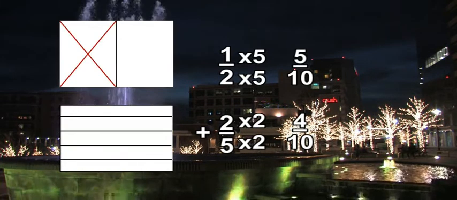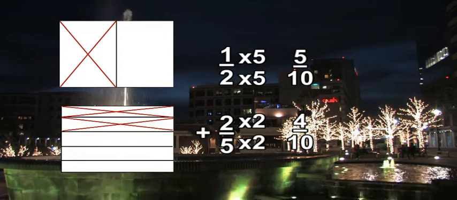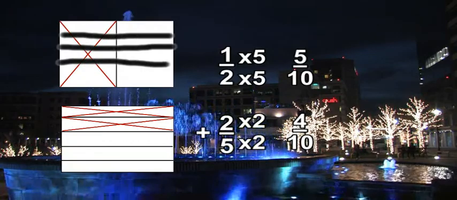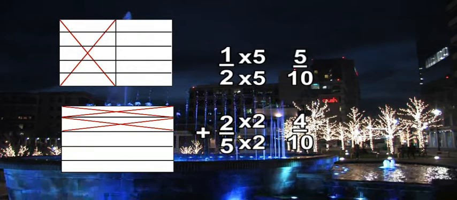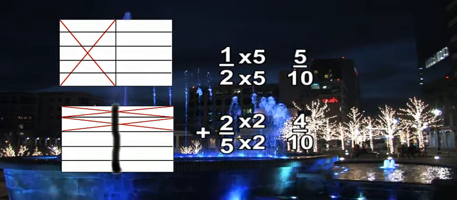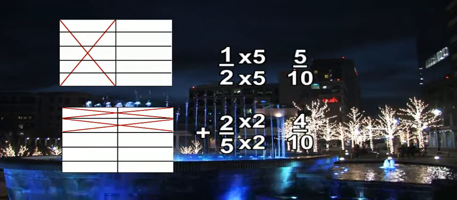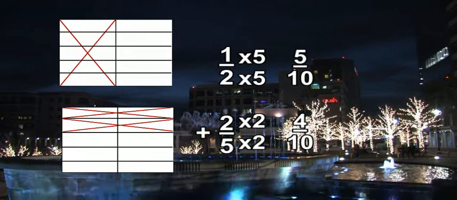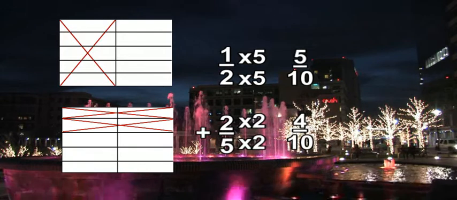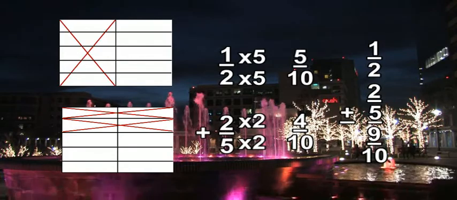To model 1/2, you need 1 red X. To model the 2/5, you would need 2 red X's. To change 1/2 into tenths, you would need 4 horizontal lines drawn through the shape. To turn 2/5 into tenths, you only need 1 vertical line splitting the figure. Now that our model has the pieces being the same size, we can combine the numerators. 5/10 and 4/10 would be 9/10. The sum of 1/2 and 2/5 would be 9/10.